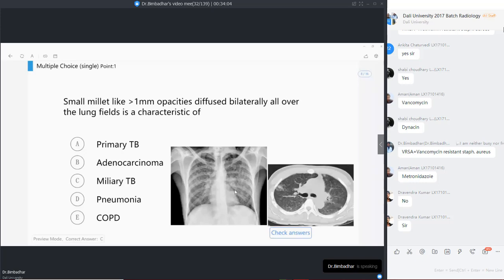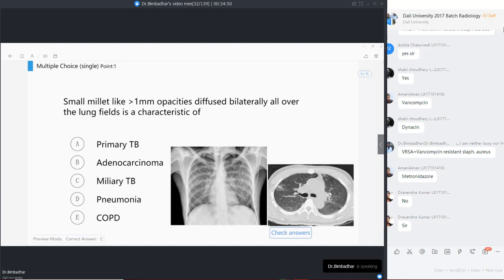Which will be showing opacities of about 1 mm. All the lung fields have got small dot-like things, small 1 mm dots. If you look into the CT scan, this one will be small millet-like densities. You can appreciate it here. This is always a characteristic feature of miliary TB. And miliary TB is the hematogenous spread complication. If it is spreading through alveoli and through lymphatics, yes, it will have another pattern, which will be fibrosis, pleural effusion, pneumothoraces, cavitations, etc. But this one in particular, miliary TB, is a hematogenously spreading TB manifestation.